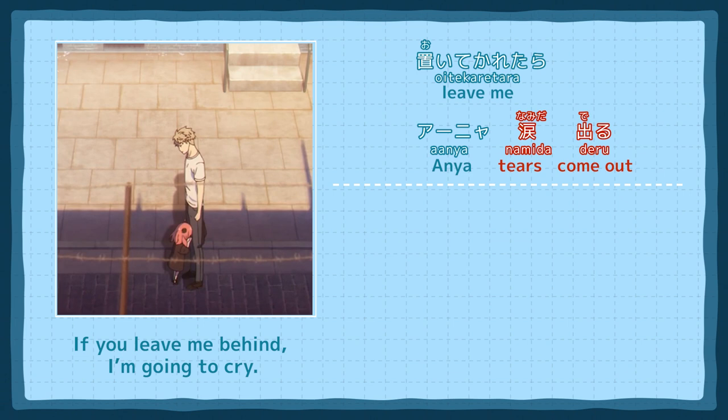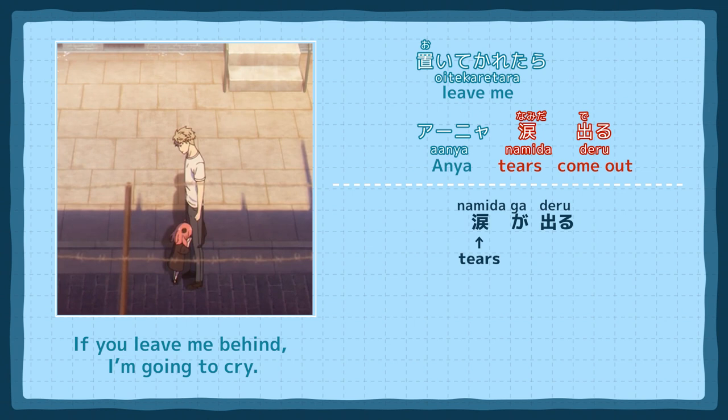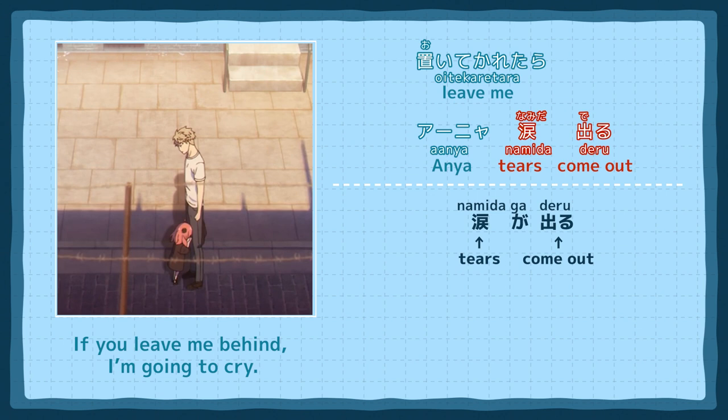And 涙出る. For formal, you should say 涙が出る. 涙 means tears. が is the subject and 出る means come out. Tears come out means cry. Okay, that's it for today. Let's watch the scene one more time.